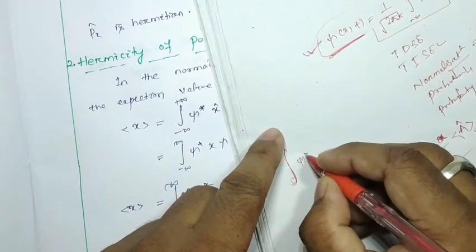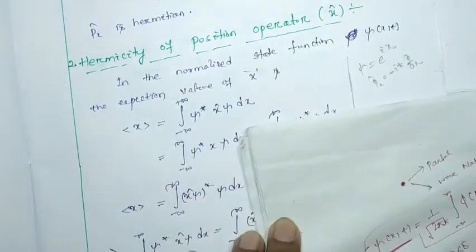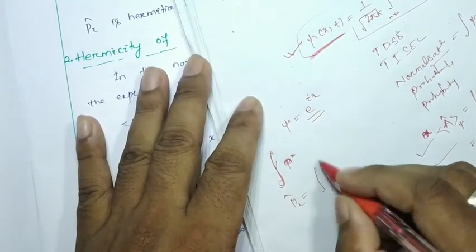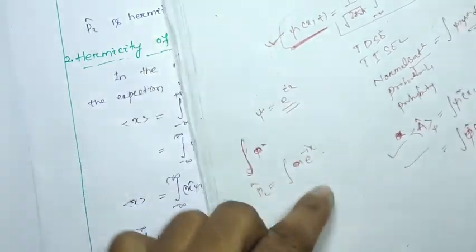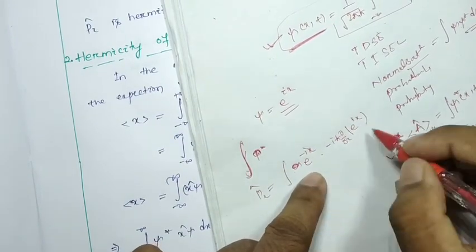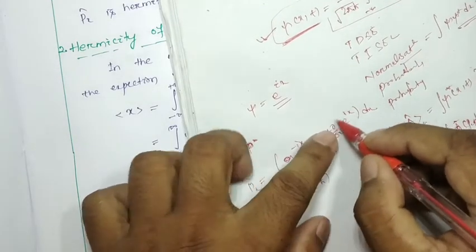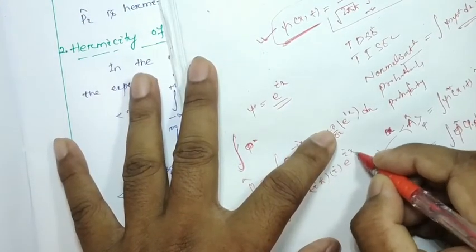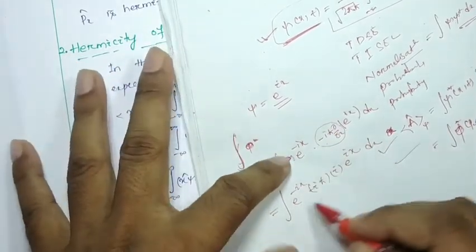See, suppose psi is e to the power ix. So for px cap, psi star will be e to the minus ix. And it is minus i h cross del by del x of e to the power ix, into dx. First we have to take the derivative of this one. If I take the derivative, it will be i into e to the power ix, into dx.